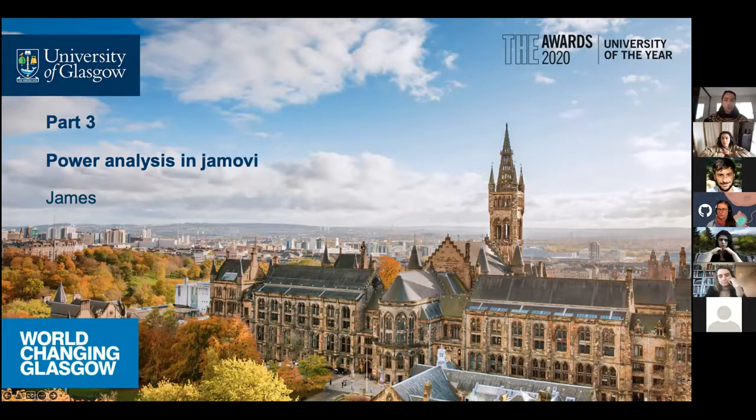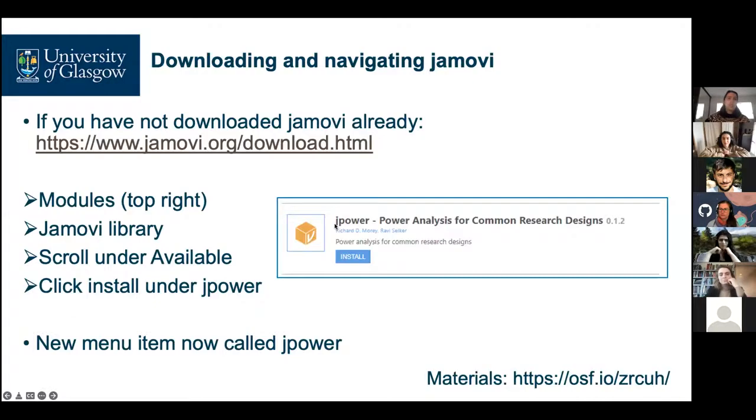Right, let me move on before I completely lose track. To recap the things already covered, hopefully you've got it downloaded during this brief interlude of me rambling. But if you haven't, there's the link in the chat. If you need it, click modules in the top right, then jamovi library, scroll down under available and click install under jpower. You should then have a menu item called jpower to work with.